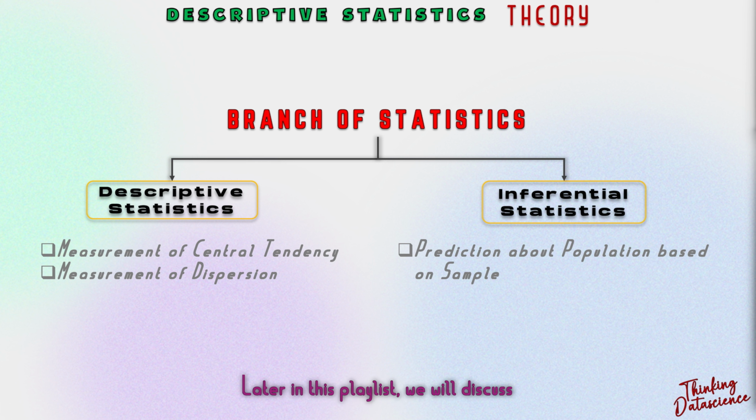Later in this playlist, we will discuss inferential statistics, including hypothesis testing. Let's focus on the first branch of statistics, which is descriptive statistics. Its purpose is to help us understand the data we have. Using descriptive statistics, we can gain insights into any dataset we have and make sense of it. On the other hand, inferential statistics is used to make predictions about a population based on a sample.